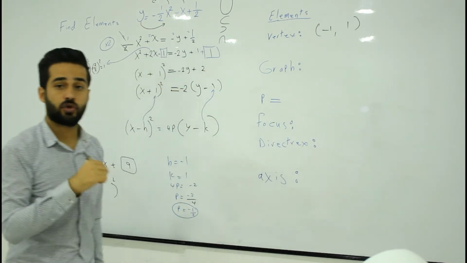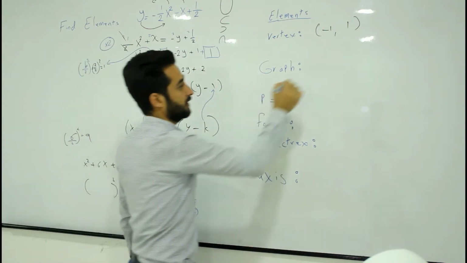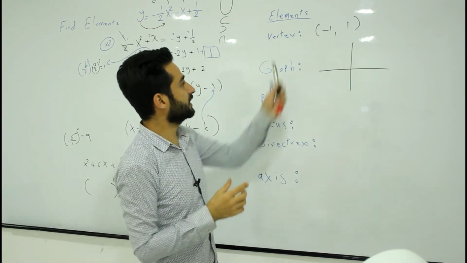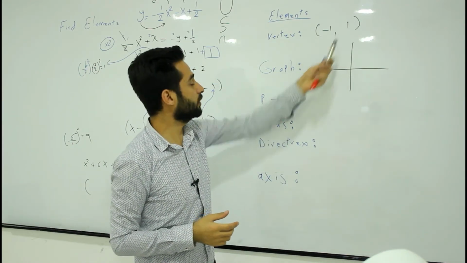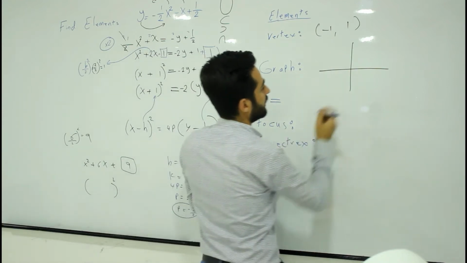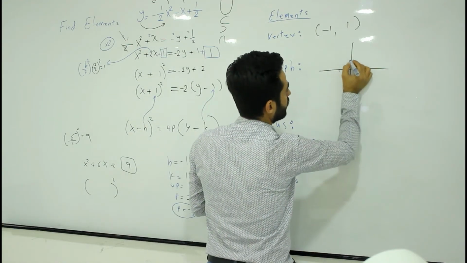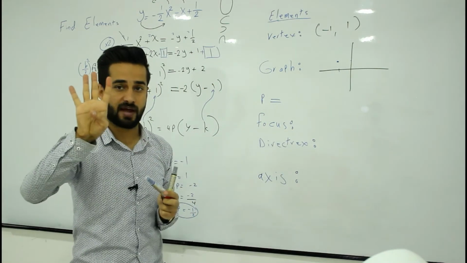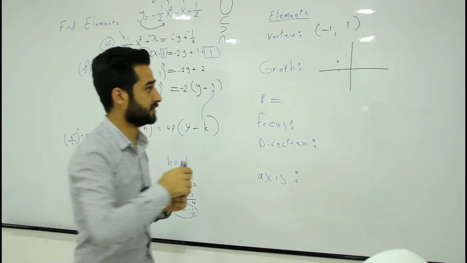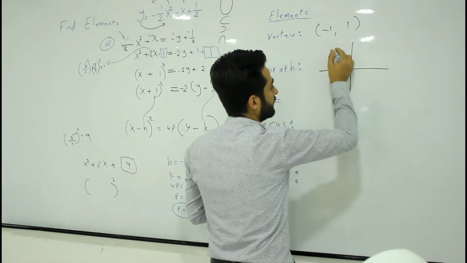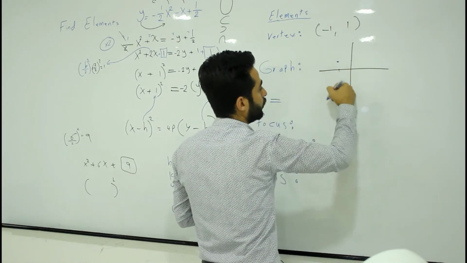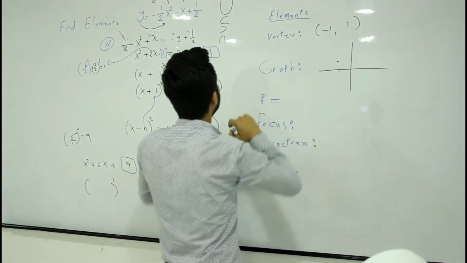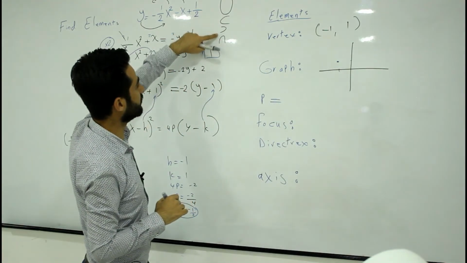After that, draw the graph. Let's say this is xy. Where is this point, the vertex? Minus 1 and 1. This is minus 1 and this is 1. So it is located here. We have 4 types of graphs. Does it open up or down or to the right or to the left? We have 4 types. 1, 2, 3, 4.